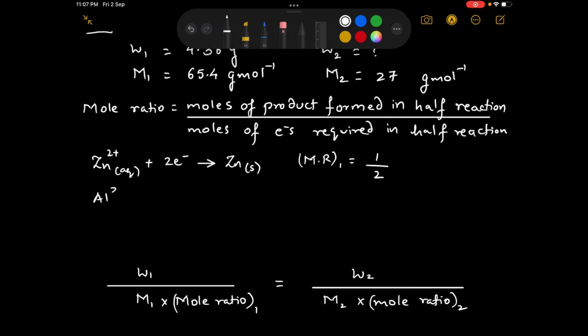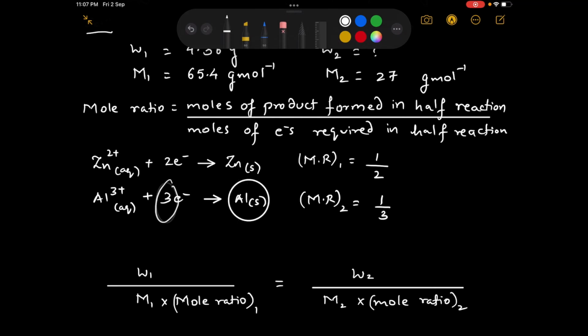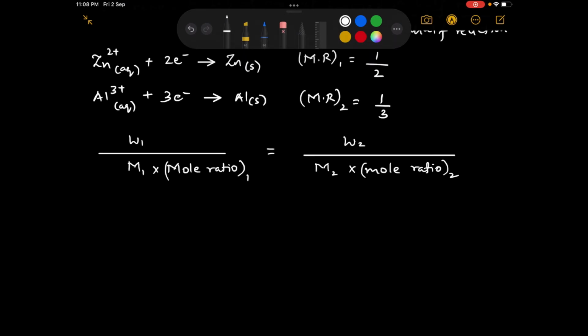Next reaction we will write for aluminium. Al3+ aqueous accepts 3 electrons to give us Al solid. Now mole ratio for 2, that is aluminium, would be 1 by 3 since the number of moles of product is 1 whereas the number of moles of electrons are 3. So the mole ratio will be 1 by 3. Now let's substitute the values in the formula.